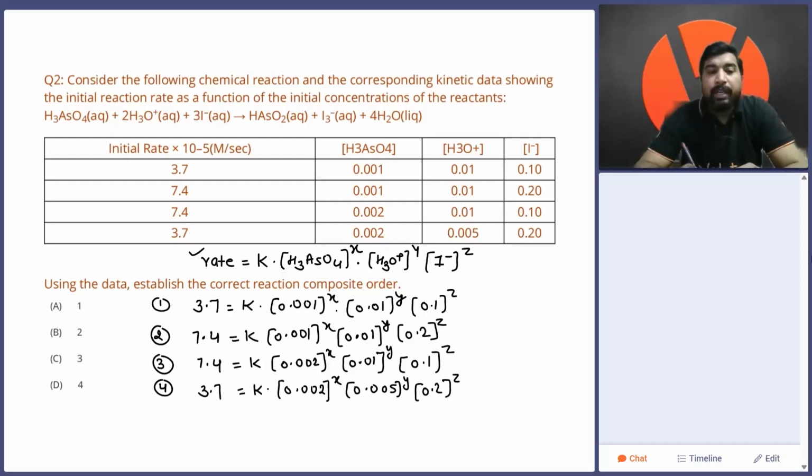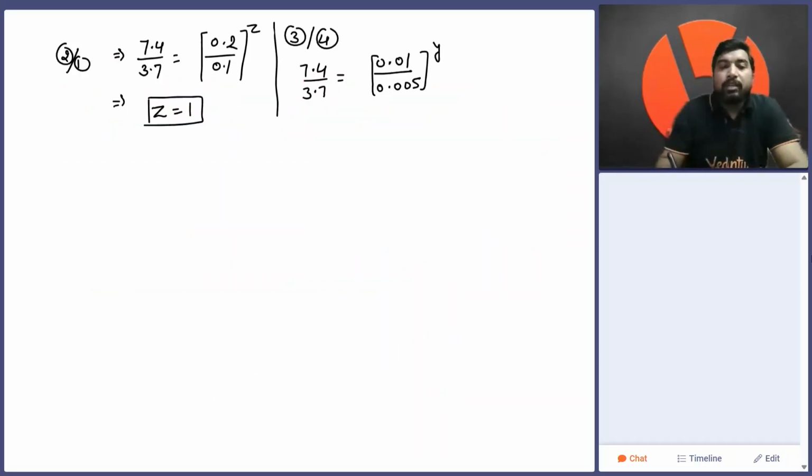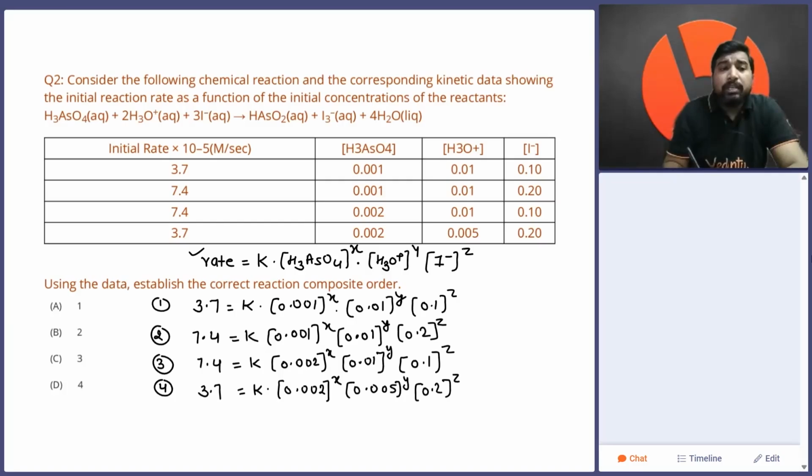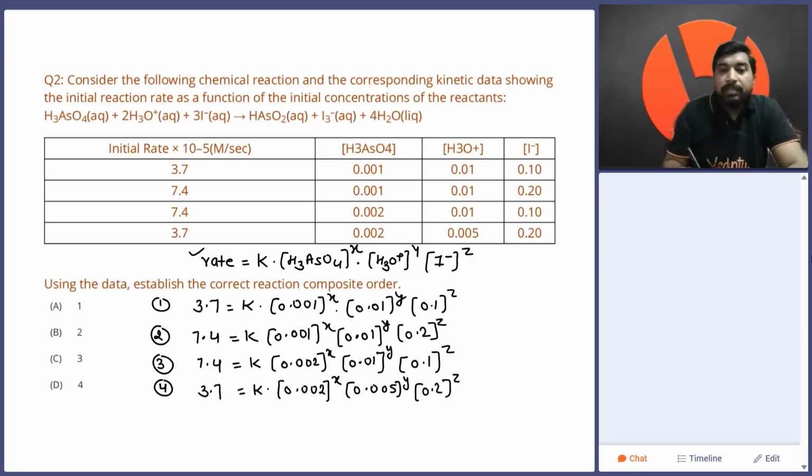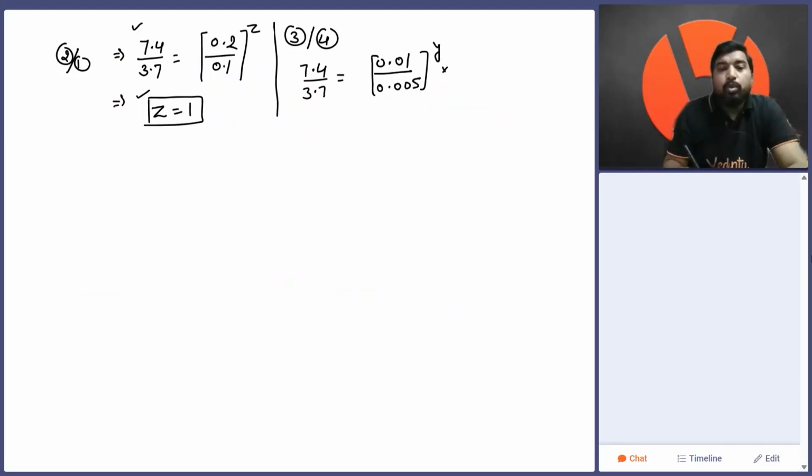If we divide equation 2 by 1, we will get 7.4 divided by 3.7, and from here we will get the information about z. Next we will divide equation 3 by 4. On dividing equation 3 by 4, we will get 7.4 divided by 3.7 is equal to (0.01 divided by 0.05) to the power y into, in the case of z, it should be (1 upon 2) to the power z.